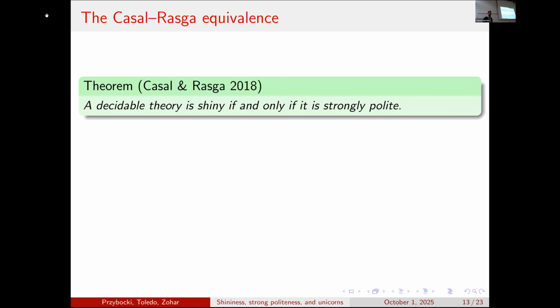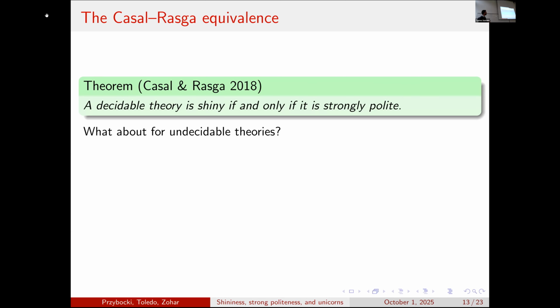Okay, so there's a surprising result. These notions are defined quite differently, but it turns out that they're actually equivalent for decidable theories. For a decidable theory, it's shiny if and only if it's strongly polite. What's interesting about this is that neither direction of the implication is obvious, so it really is a surprising equivalence. In some cases, it can also be easier to prove strong politeness by showing shininess, so it can be useful for that.